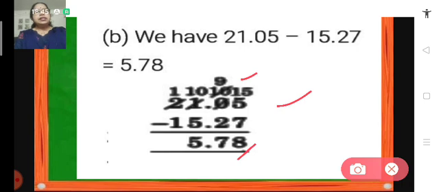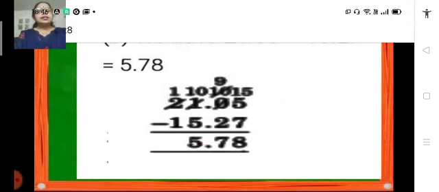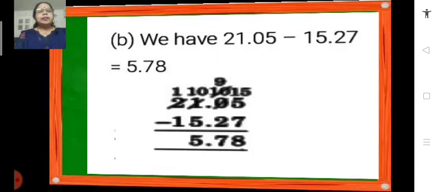Now in tenths we have 9. So 9 minus 2 becomes 7. Then we put the decimal. Then move on to the ones place. Here we have 10 by borrowing. So 10 minus 5 becomes 5 here, and in the tens place we have 1 minus 1, so it is 0. So the answer that we get is 5.78.